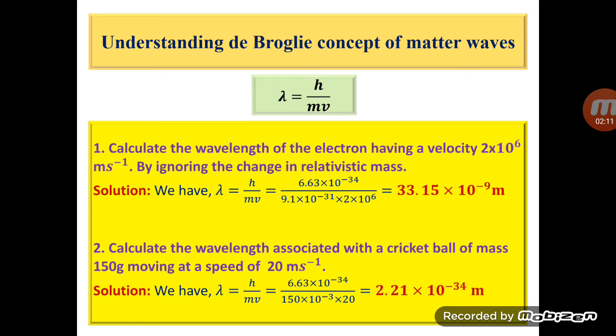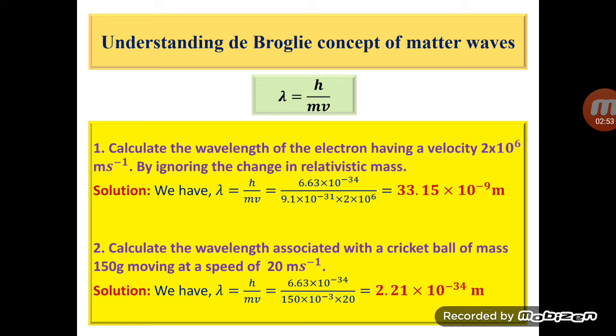That is, if mass is insignificant, then the wavelength becomes significant. Hence, one can observe the de Broglie wavelength of an electron. If mass is significant, then wavelength becomes insignificant. Hence, the de Broglie wavelength of cricket ball is not observable. Therefore, just by solving these two problems and comparing their wavelengths, one can understand the de Broglie concept.